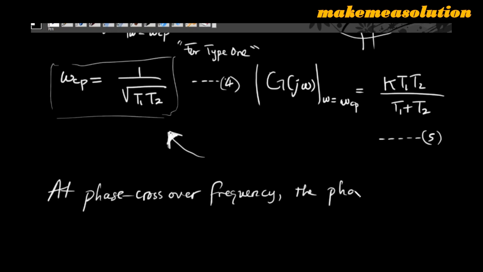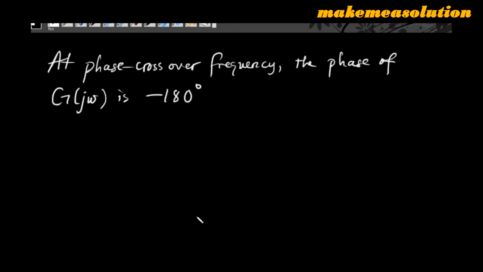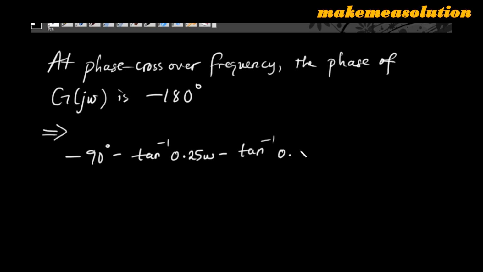The phase of J of J omega is minus 180 degrees. So what is the phase of J of J omega? We calculated it as minus 90 degrees minus tan inverse of 0.25 omega, then minus tan inverse of 0.2 omega. This is the phase of J of J omega, and it will be equal to minus 180 degrees.